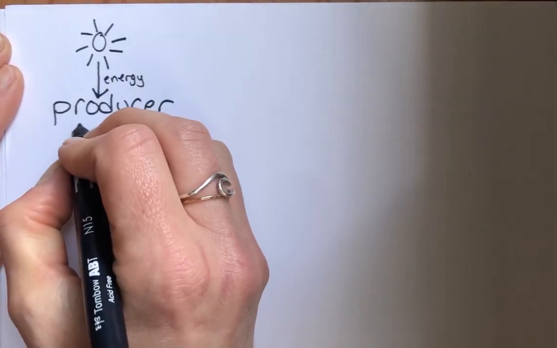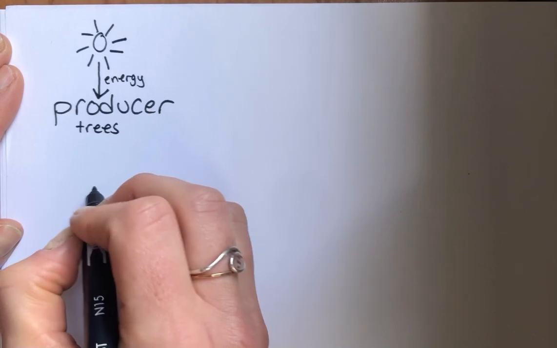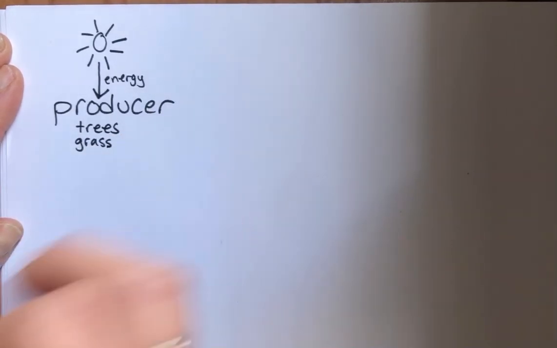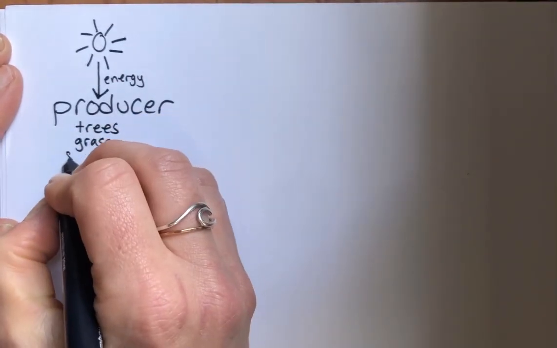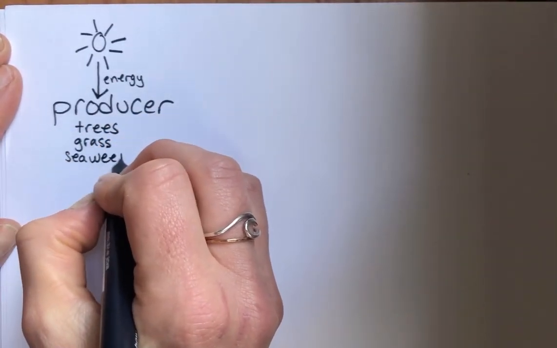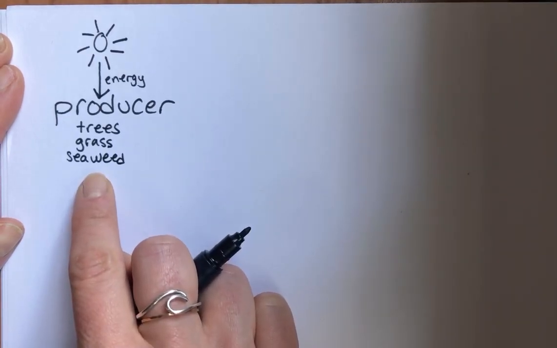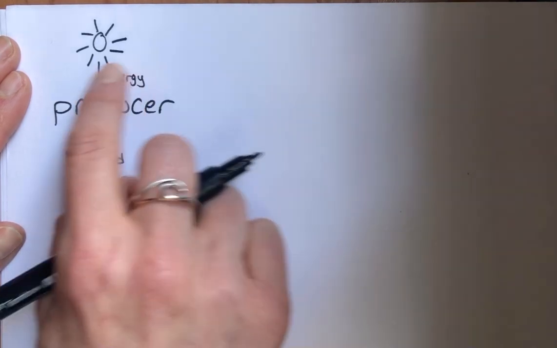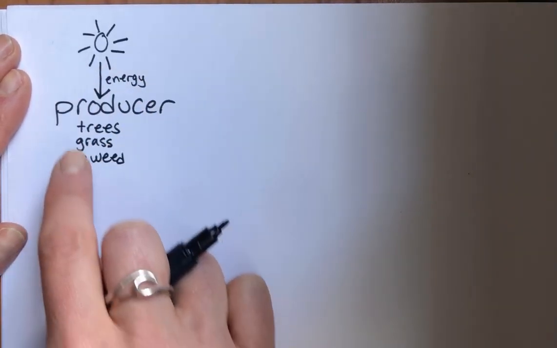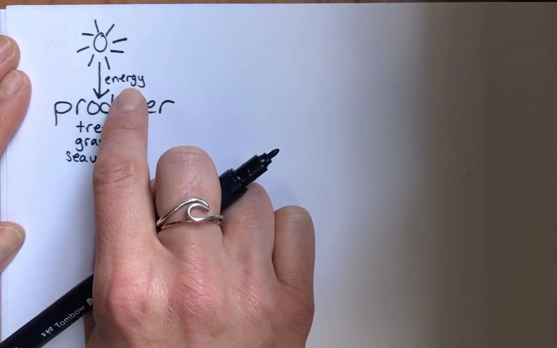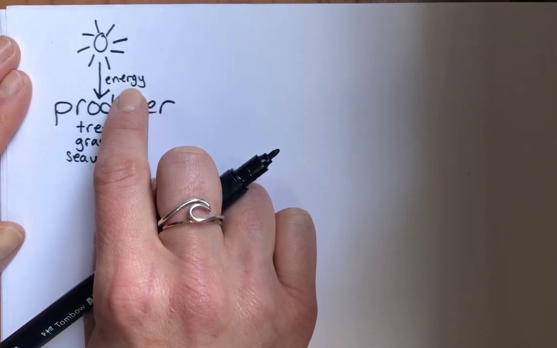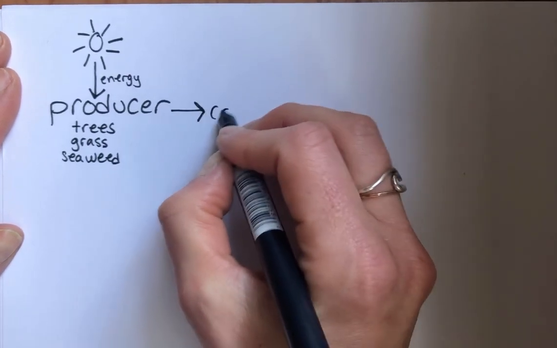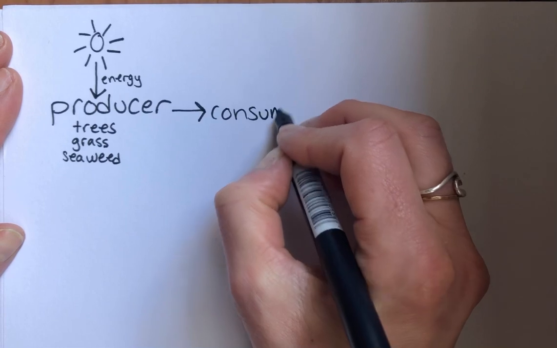Maybe you said trees. That would be correct. Or grass. Maybe you even said seaweed. Even though it lives in the oceans, seaweed still gets energy from the sun. All right, so producers are the only type of living things that can take the sun's energy and make food. They are different from us, from humans. We are consumers.